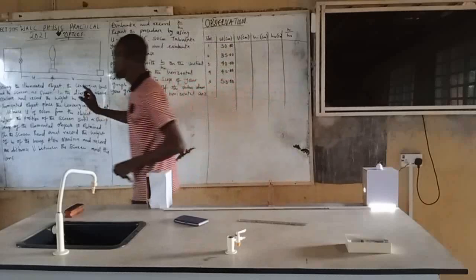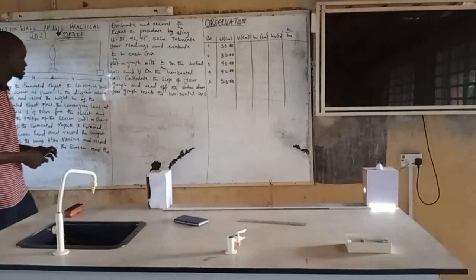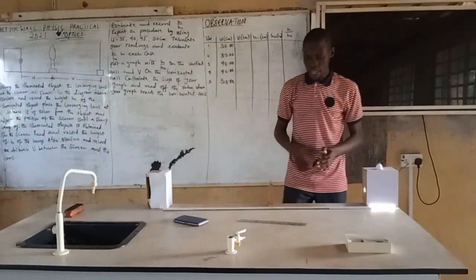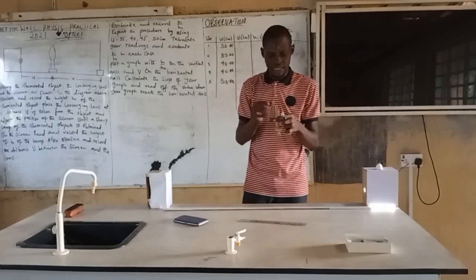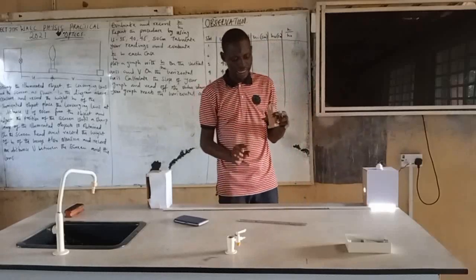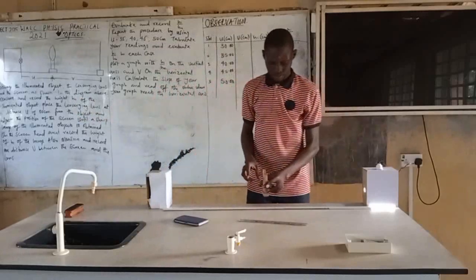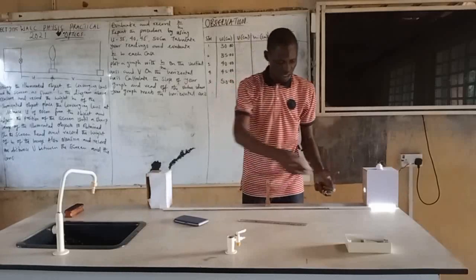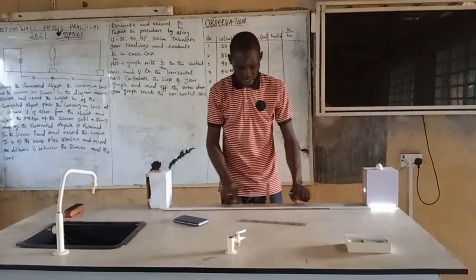From here, we are told to place the converging lens at a distance u of 30 centimeter from the object. This is my illuminated object. This is my converging lens. If I place this converging lens at a distance of 30 centimeter, please note, if you have to perform this experiment, make sure that the graduated scale of the rule is facing upward.